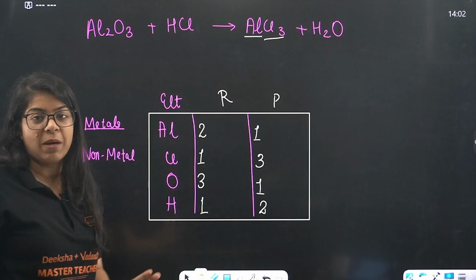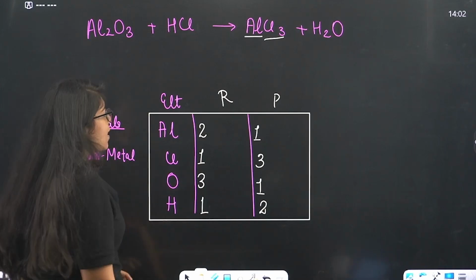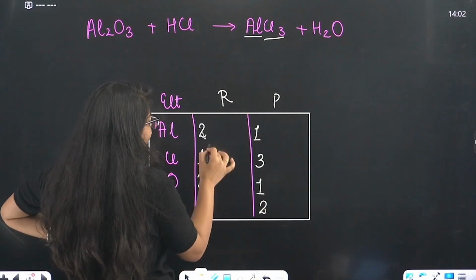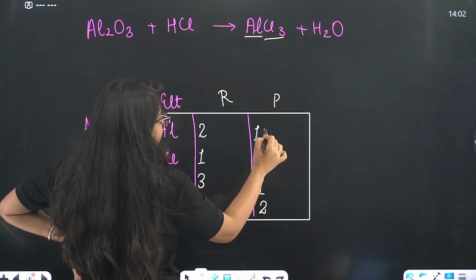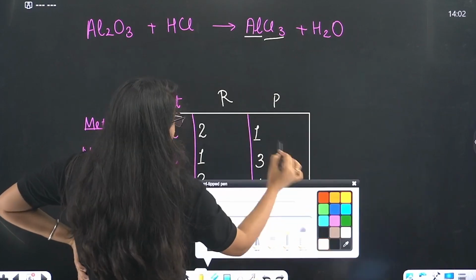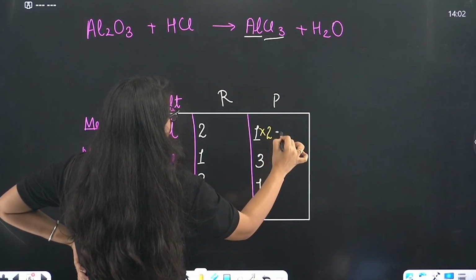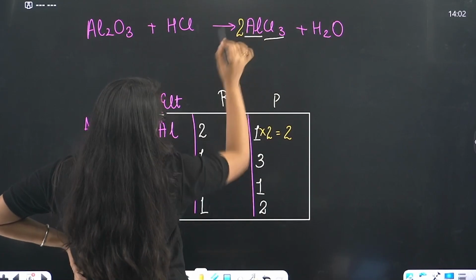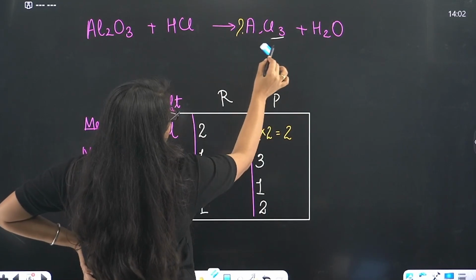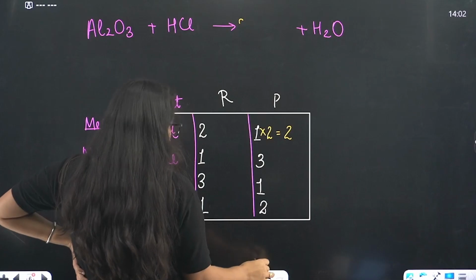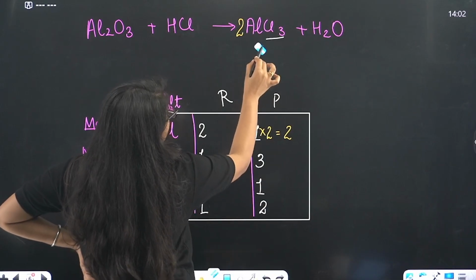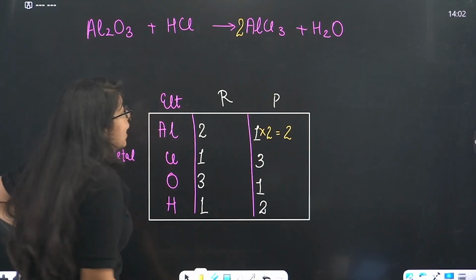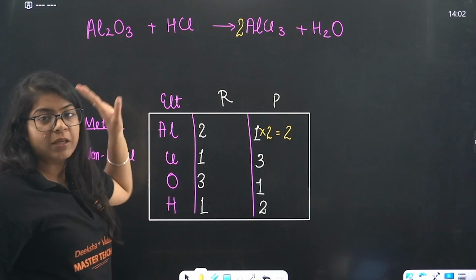So, let's do it one by one. Starting with aluminium. Can I divide this by 2? No, I can't. So, I'll multiply this with 2 and I'll have 2 aluminium. So, aluminium is balanced now. 2 aluminium, 2 aluminium. Done.